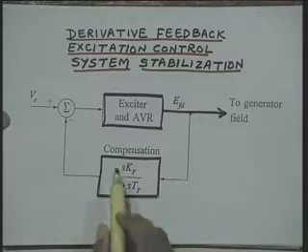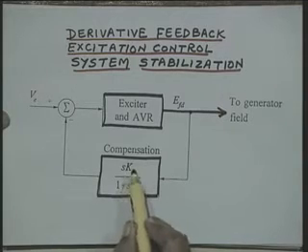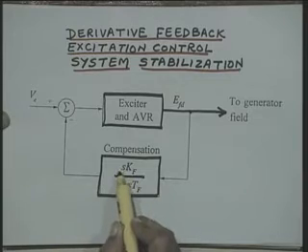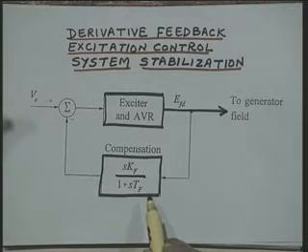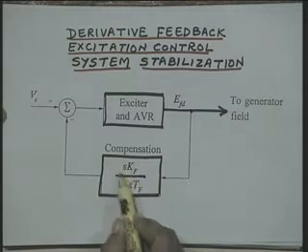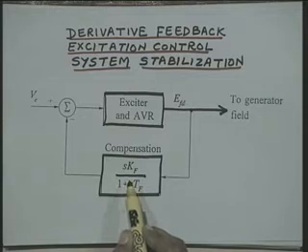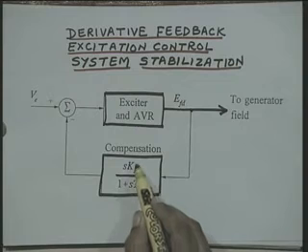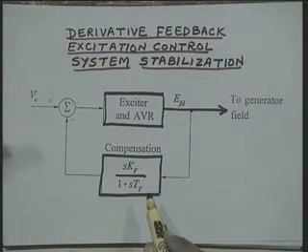Now, this feedback block we can see here has the transfer function of this form: S Kf divided by 1 plus S times Tf. The denominator represents the time delay which is provided, and the numerator is the function S Kf. The S stands for d/dt, and therefore it provides a derivative feedback signal, and by properly adjusting the values of these parameters Kf and Tf, we can achieve the desired dynamic performance of the exciter.